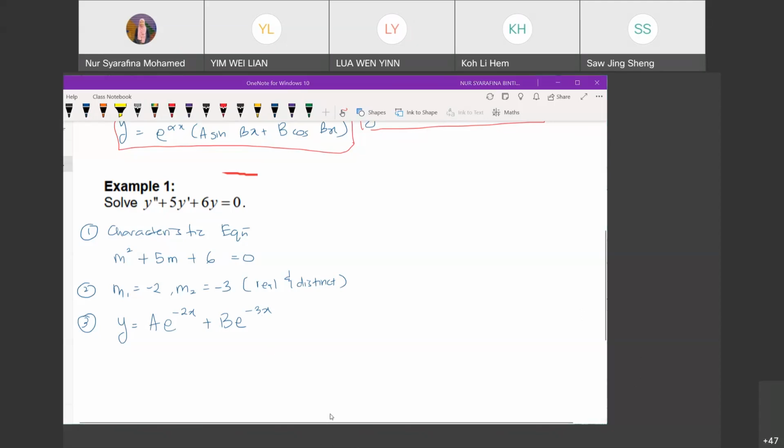Now let's try another one. Let's try example 2.